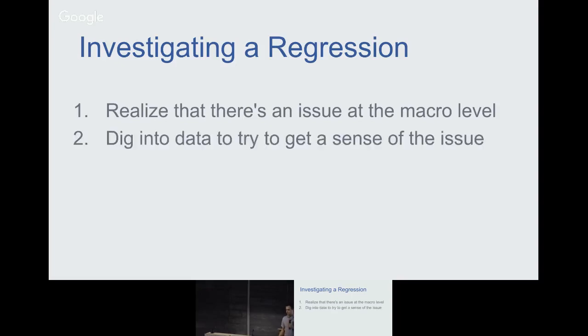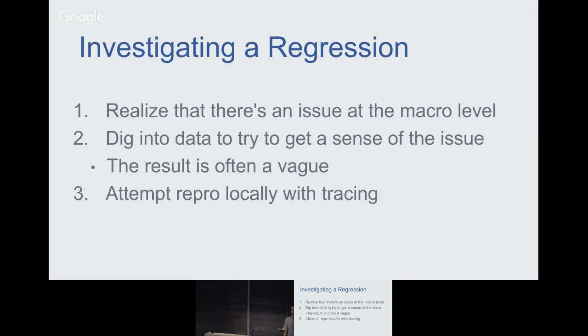And then after that, we dig into the data to try to get a sense of the issue. Maybe it's some devices, or some blocks getting bigger. We try to figure out exactly where the issue is happening. But the results are often vague. We don't get a lot of detail. We can see at a macro level roughly where the issue is happening, but we don't often know exactly why. We maybe see that network got bigger, but it's not often clear why. So after that, we attempt to rebuild it locally.